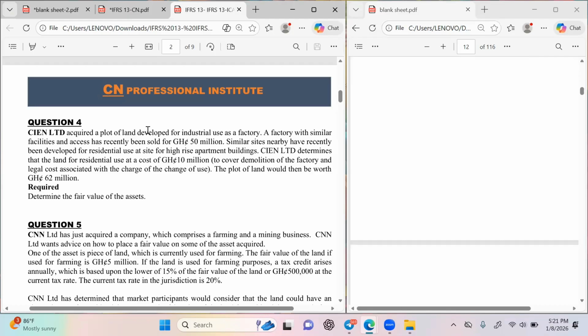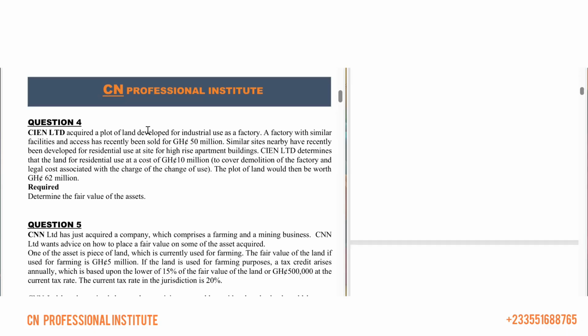Let's solve some. Question 4 says CN Limited acquired a plot of land developed for industrial use as a factory. A factory with similar facilities and access has recently been sold for 50 million. Similar sites nearby have recently been developed for residential use as sites for high-rise apartment buildings. CN Limited determines that the land can be converted for residential use at a cost of 10 million to cover demolition of the factory and legal costs associated with the change of use. The plot of land would then be worth 62 million. Therefore, determine the fair value of the asset.